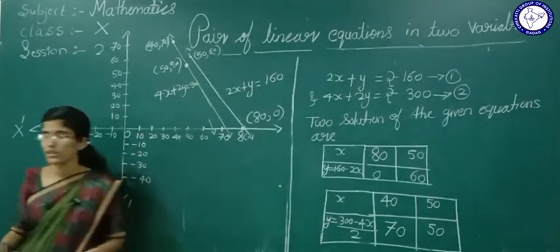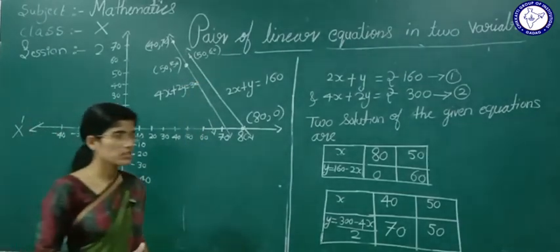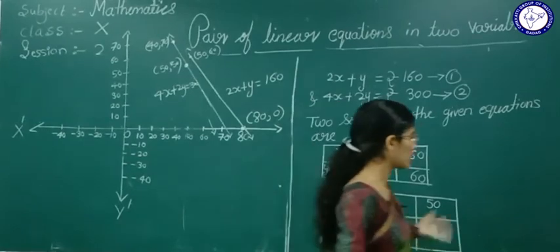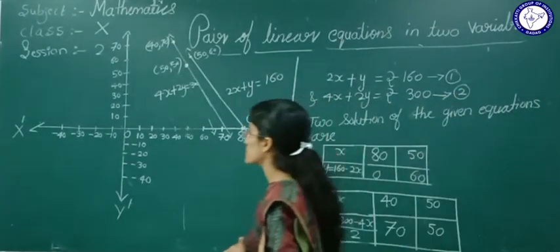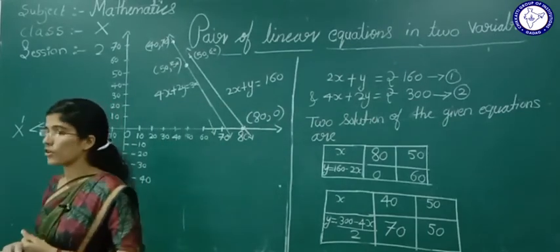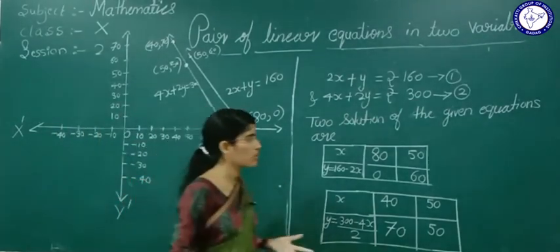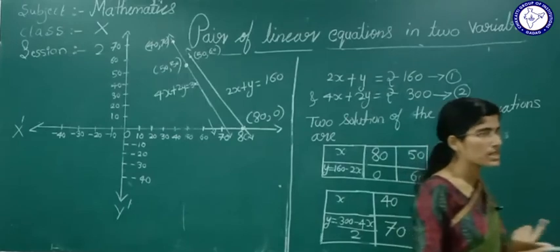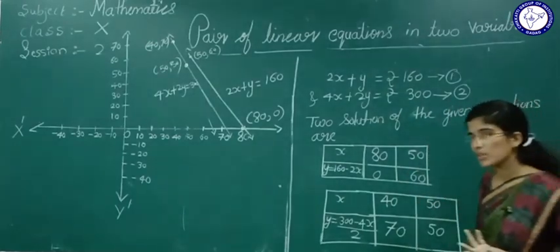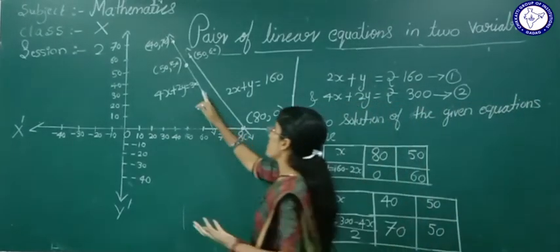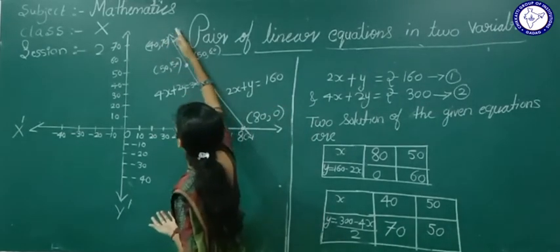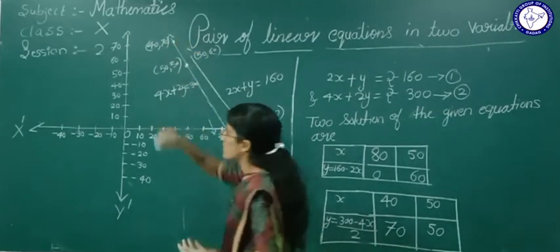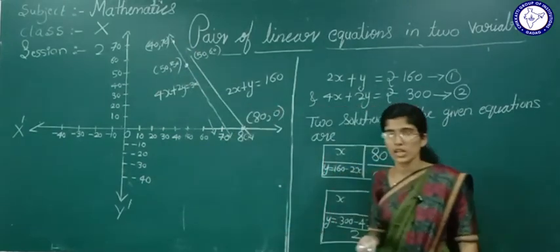See here, in the last class we discussed that when we solve a pair of linear equations graphically, one of three conditions may occur. First, they may intersect, or they may be parallel, or they may coincide. Here these are parallel lines. What are parallel lines? This will go on continuing, and this will also go on continuing. These two lines are not going to meet each other.